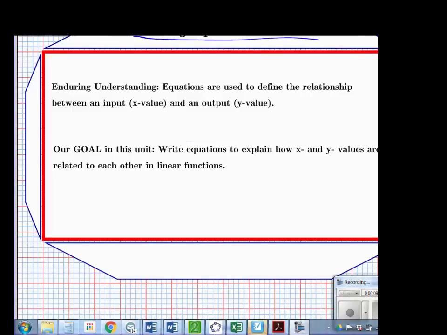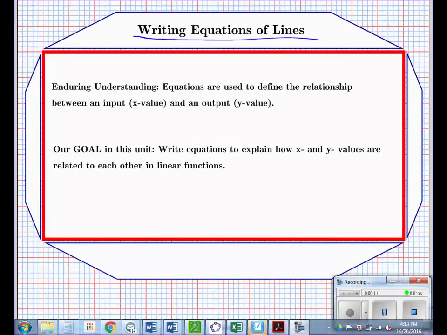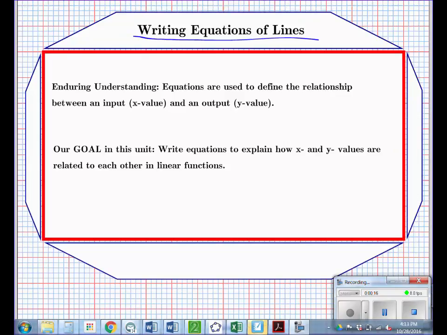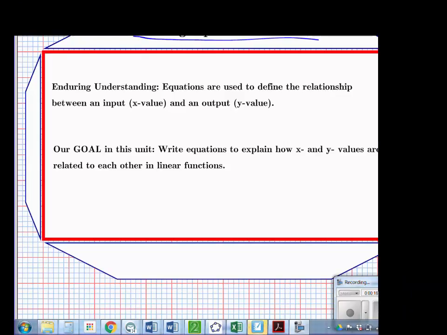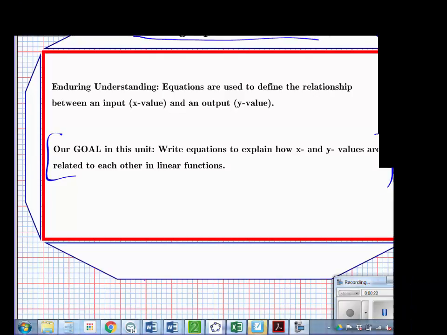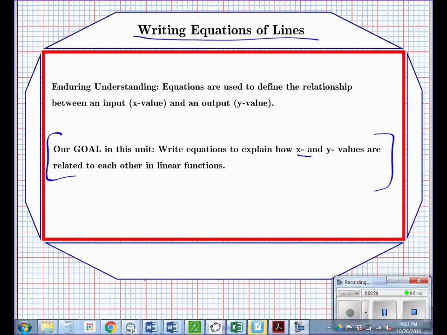All right, we're looking into writing equations of lines. We're going to take some of the linear functions that we've just graphed, and we're going to flip that on its head. We're going to learn how to take a graph and write an equation for it. Our overall goal for this unit is to write equations to explain how the x and y values are related to each other in linear functions. Sounds like a blast? Here goes.